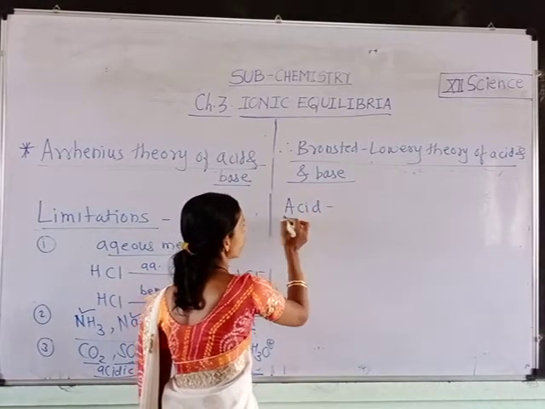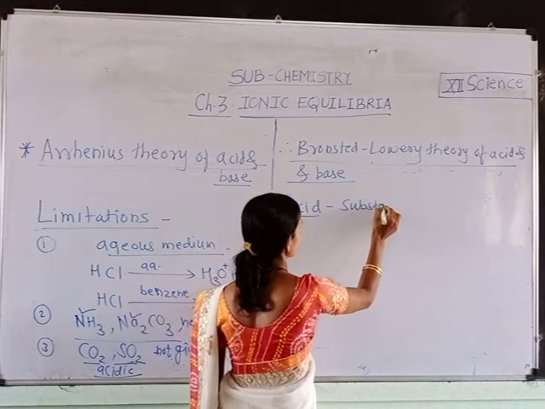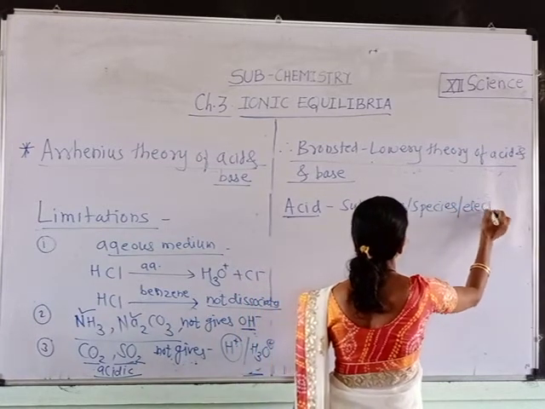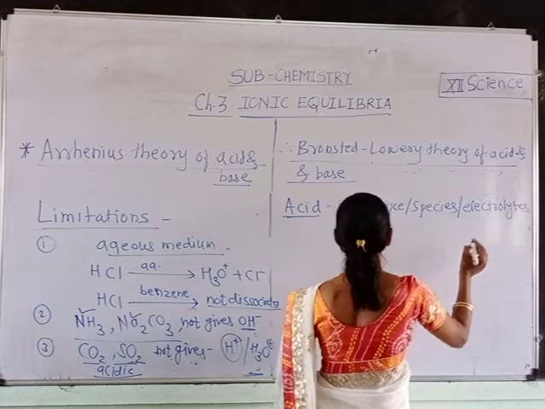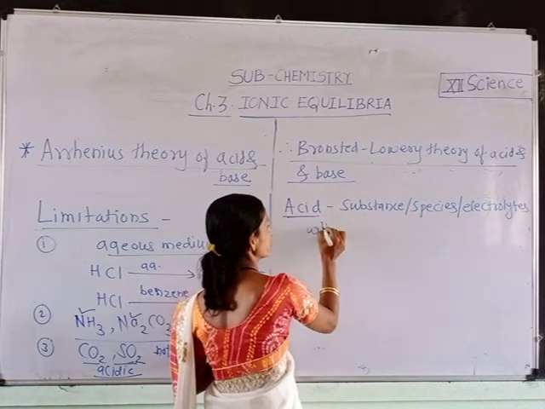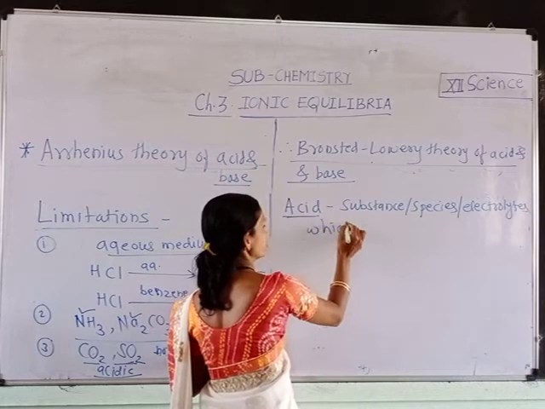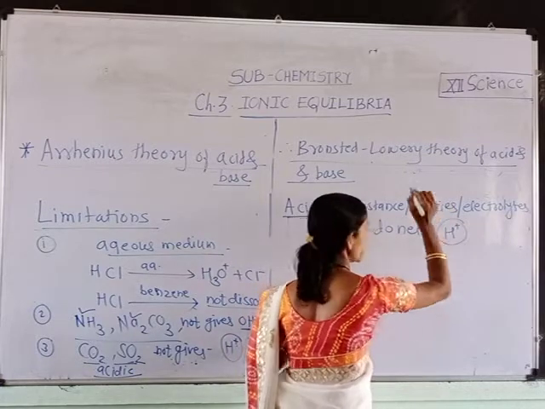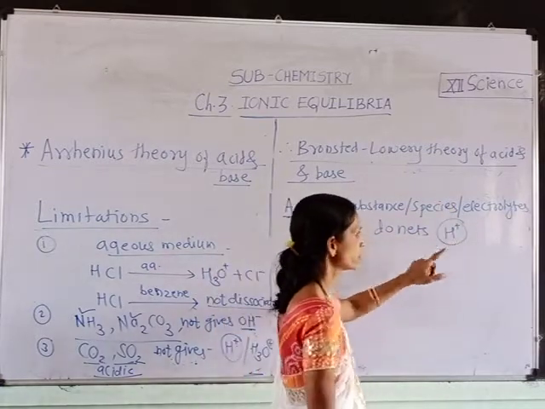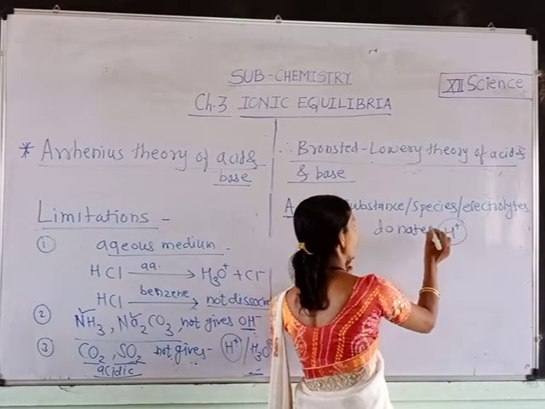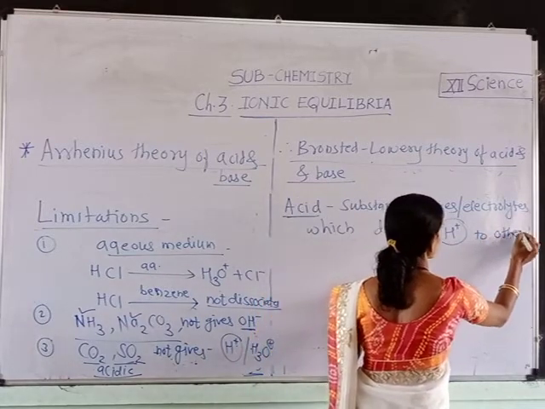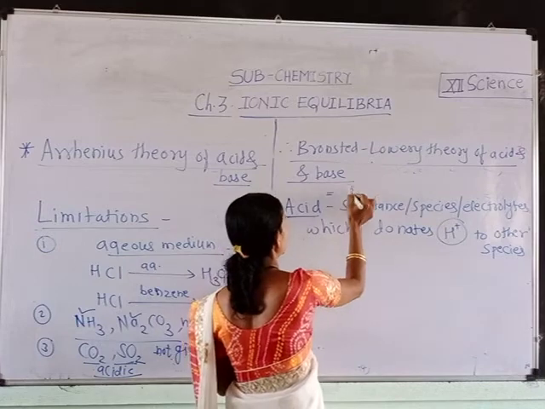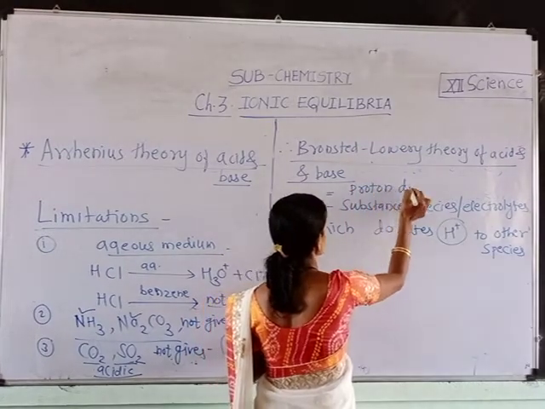According to this theory, acids are the substances or species or electrolytes which donate a proton, that is H plus ion, to other species. That means acids are nothing but proton donors.